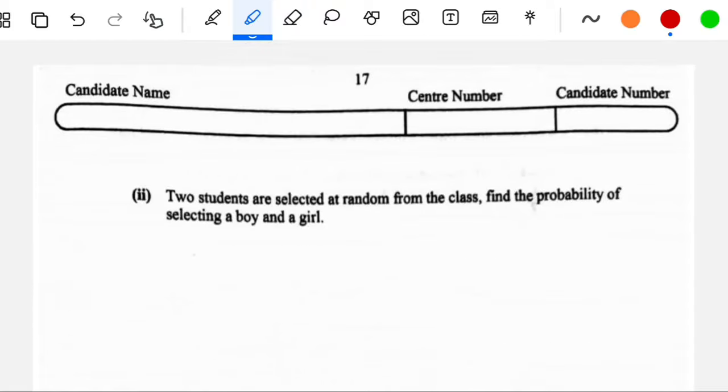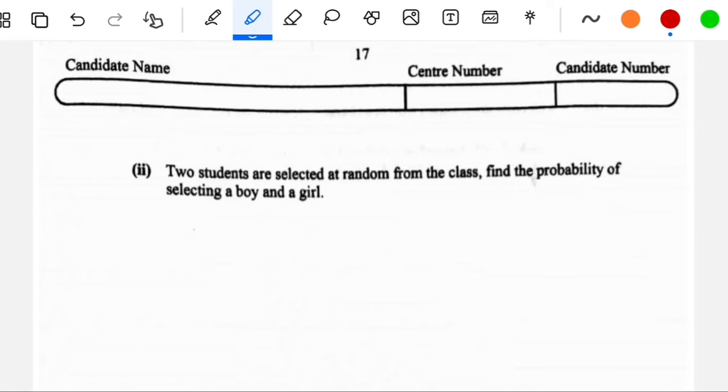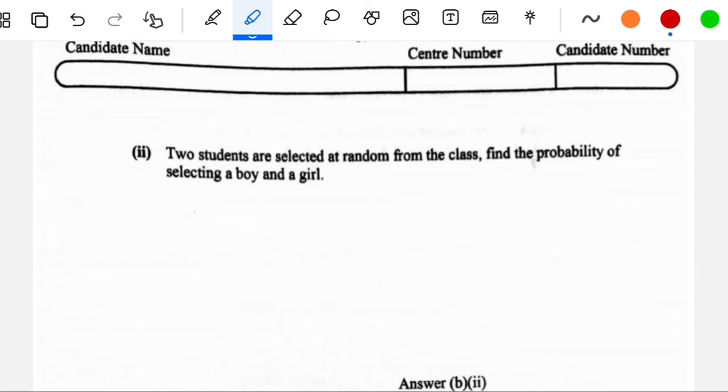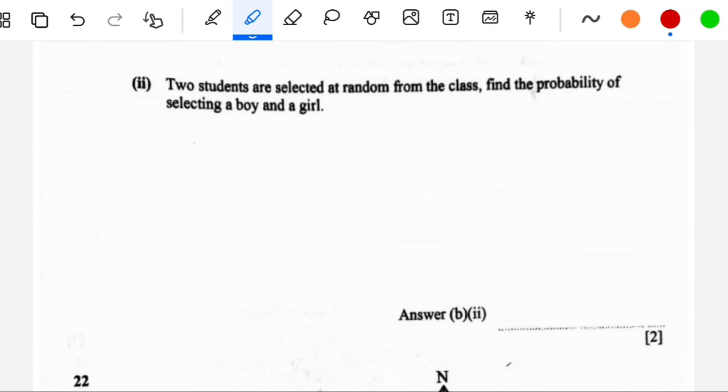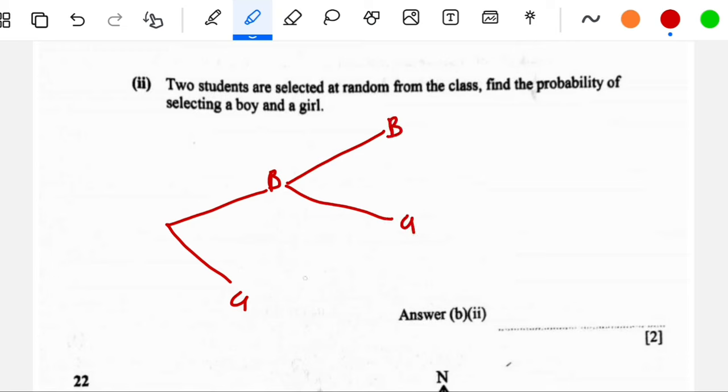Then moving on to item 2. 2 students are selected at random from the class. Find the probability of selecting a boy and a girl. So here we can use a tree diagram, which is like this. So you can select a boy or a girl. Then for the second selection, you can select a boy or a girl. Then here a boy or a girl.